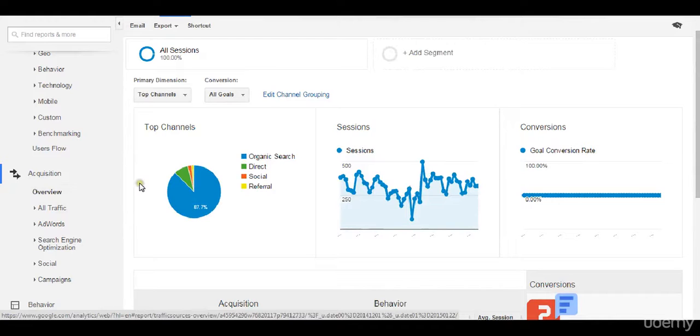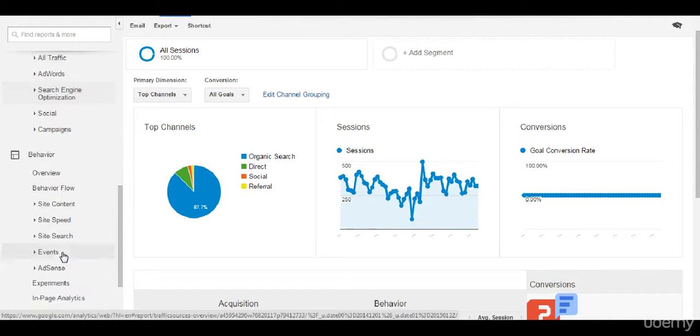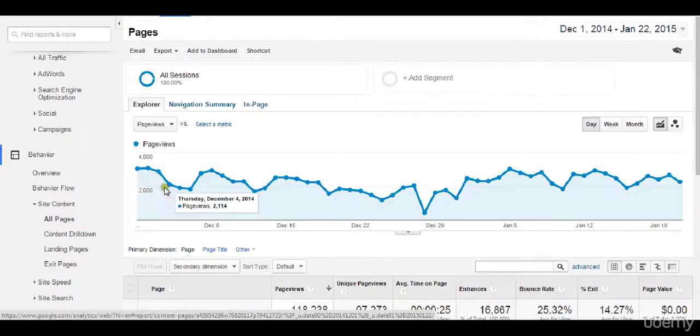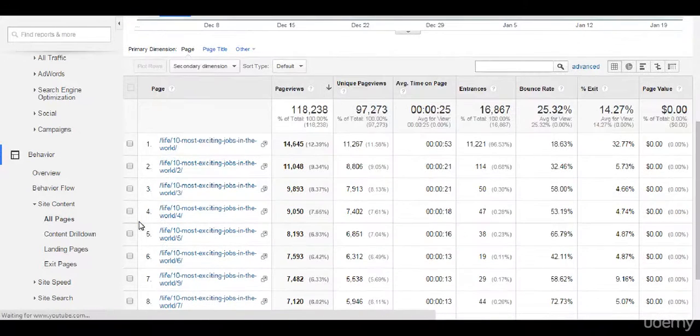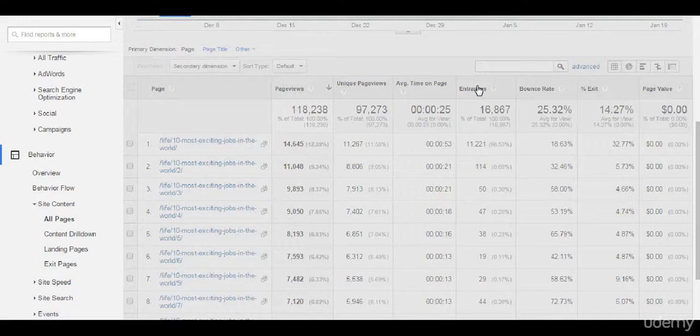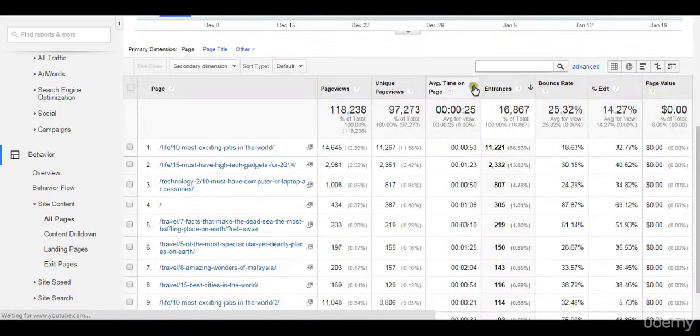So if you look at the type of content, let's just have a look at the different types here. You can see here that a lot of this content is coming from "The 10 most exciting jobs in the world." So the question is, how many people, let's actually just sort this by entrances to make it a little simpler. Okay, so how many advertisers want to advertise on this article?